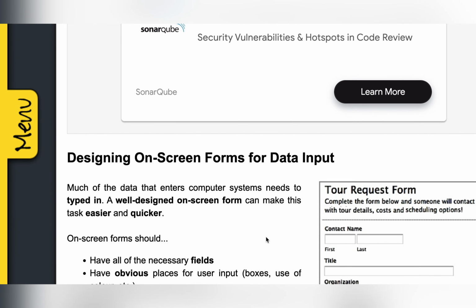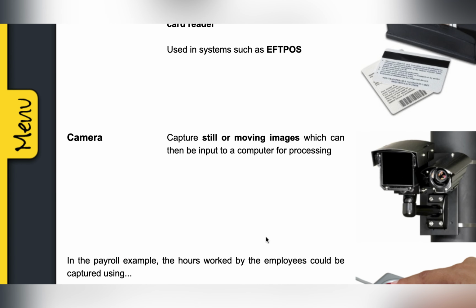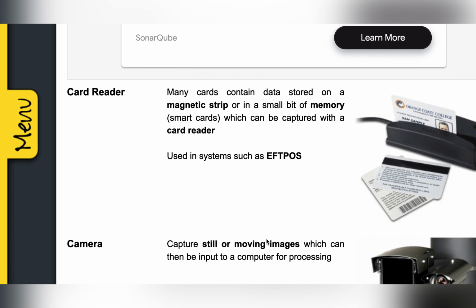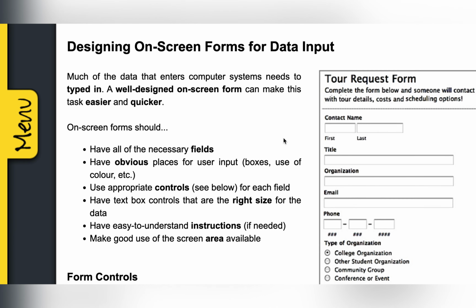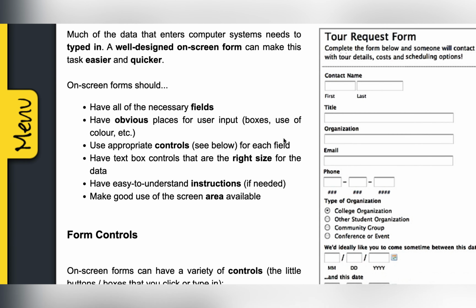So once this is done, you've done the work for the input. You design a system that can take various types of input into the computer. You've designed a system that is robust and has flexibility in getting different input into the system. Now the next is designing on-screen forms and data input. On-screen forms should have all the necessary fields and also obvious places where you can input very useful information into the system.